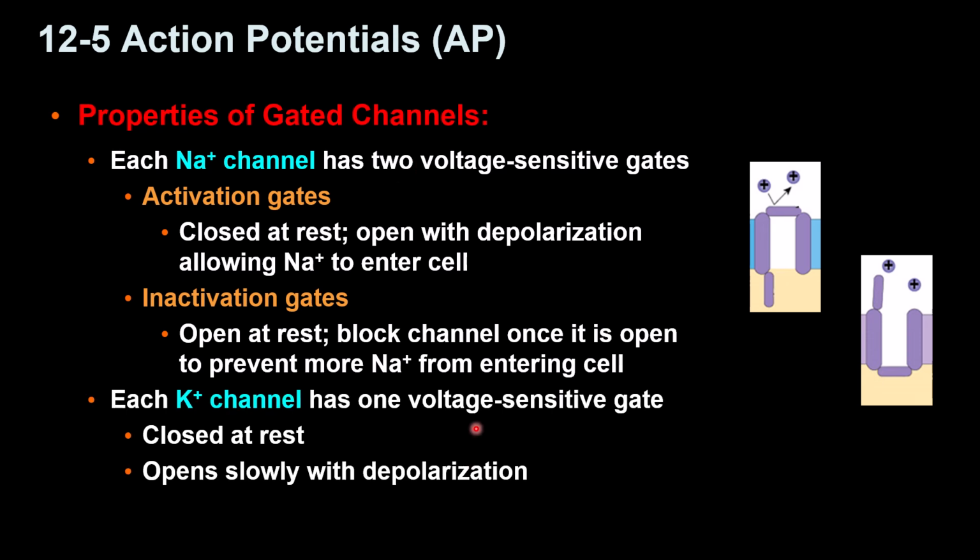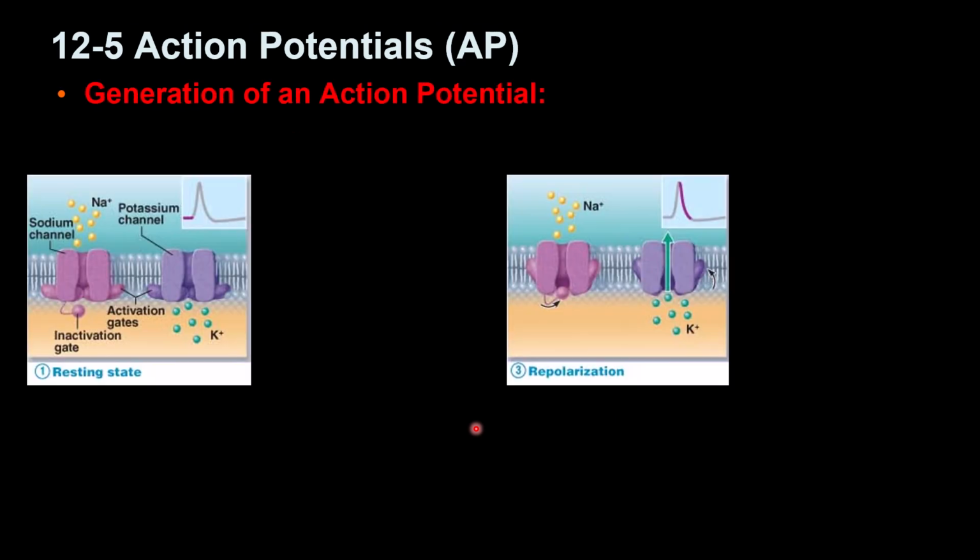The potassium channel has only one voltage sensitive gate. Normally it is closed and it slowly opens up. So the gated channels, as I said before, they require ATP. They are closed normally at rest. The leaky channels do not require ATP and they are normally open.